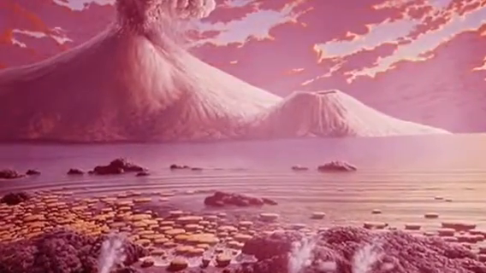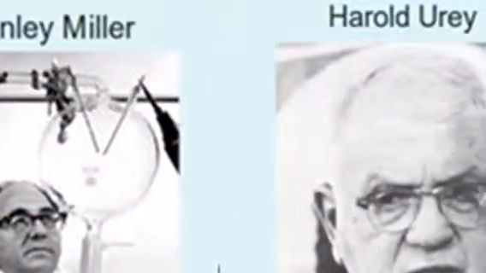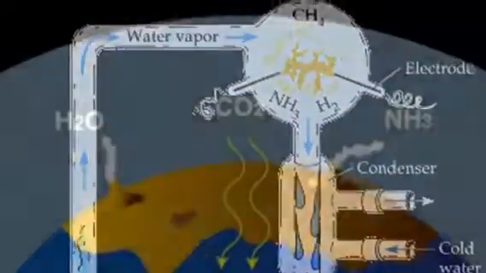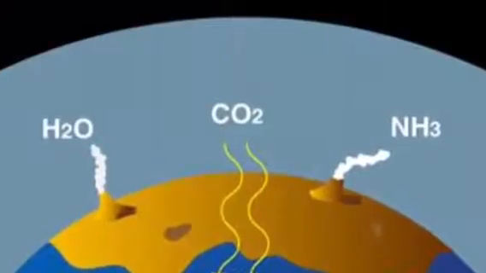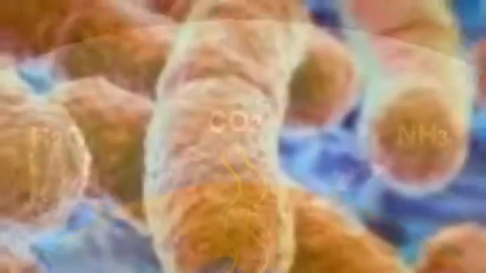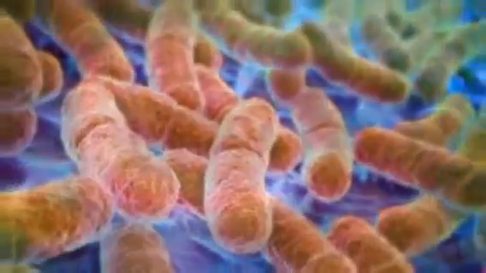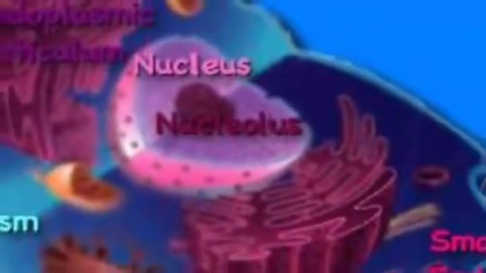Earth's original atmosphere did not contain oxygen. Scientists Miller and Urey conducted an experiment to replicate the conditions of the original Earth's atmosphere, which contained the gases of hydrogen, carbon dioxide, water, and ammonium. Earth also originally had prokaryotes, which lacked a nucleus. Then, eukaryotic cells appeared, which did have a nucleus.